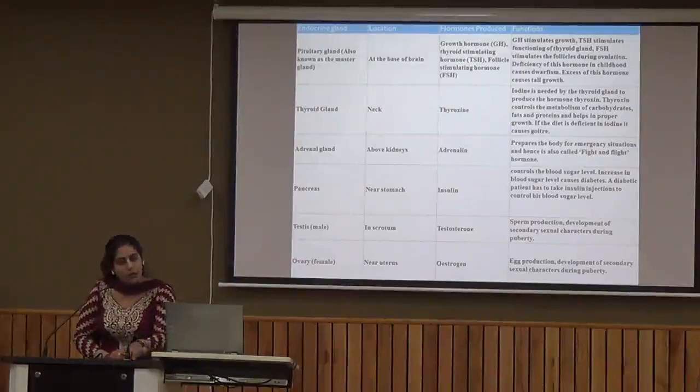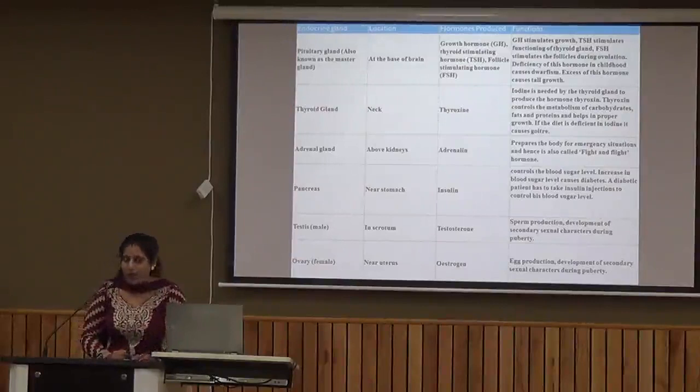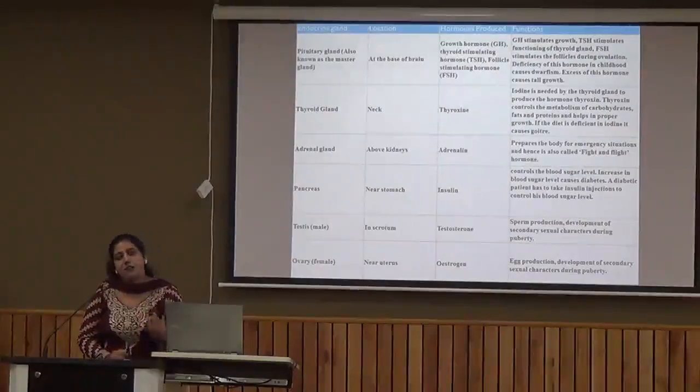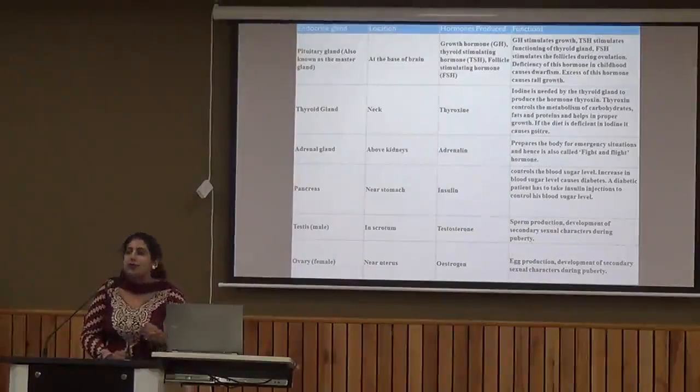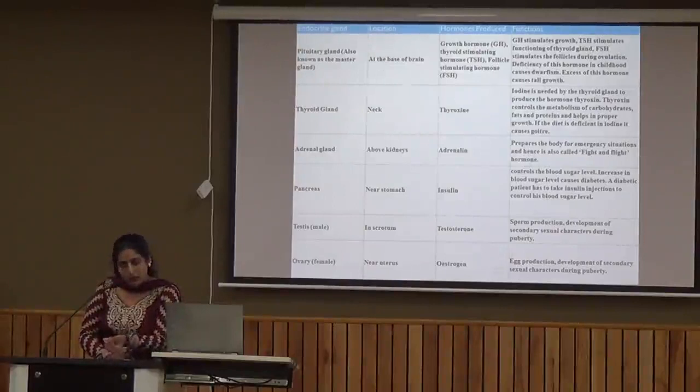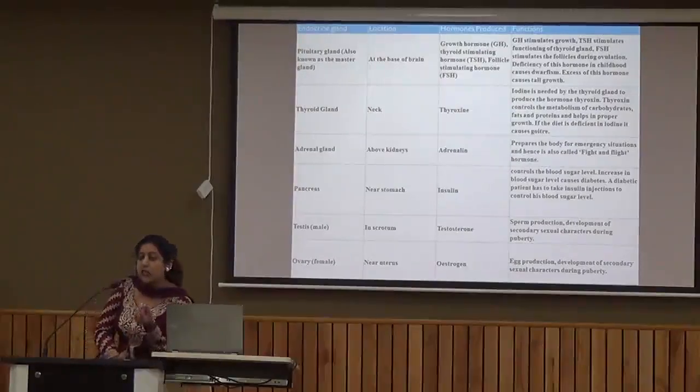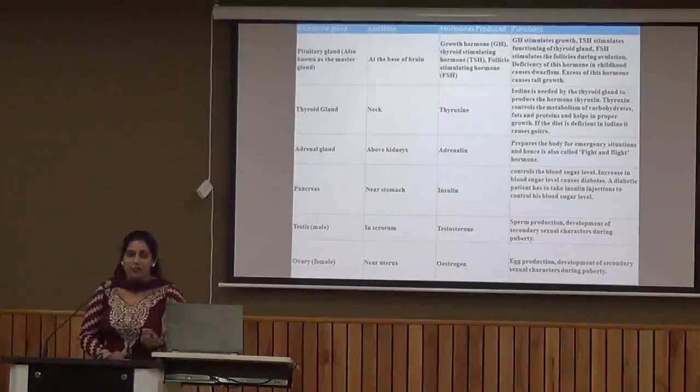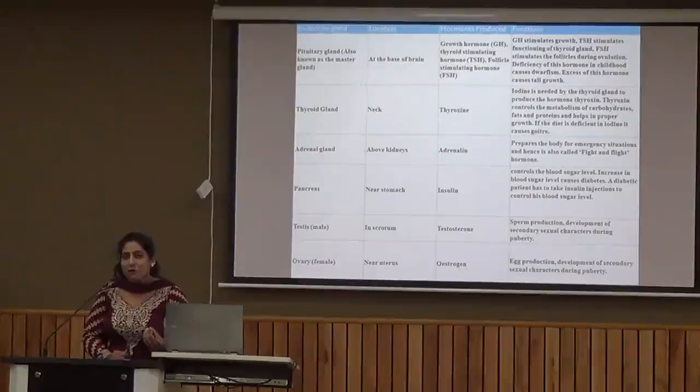At the top there is the pituitary gland, and it is called the master gland. Why? Because it is present in the brain and it is responsible for secreting growth hormone, due to which growth takes place in our body. Second is the thyroid gland, which is present at the neck and is responsible for secreting thyroxine. Iodine is required for the thyroid gland to produce this hormone. That's why it is always suggested to consume vacuum evaporated iodized salt.